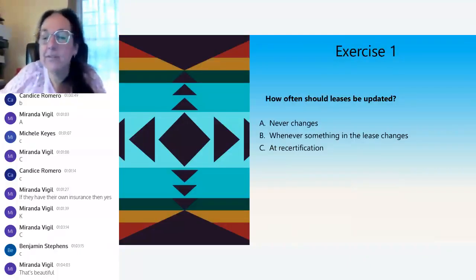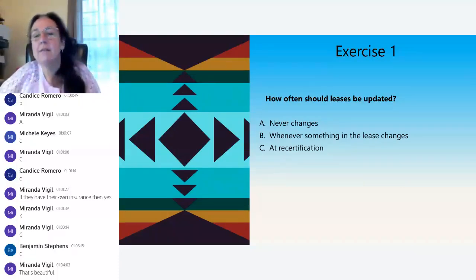Okay, we have another exercise, guys. How often should your leases be updated? Never changes, whenever something in the lease changes, or at recertification.